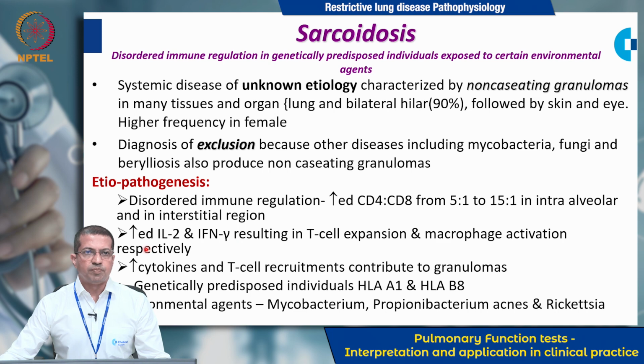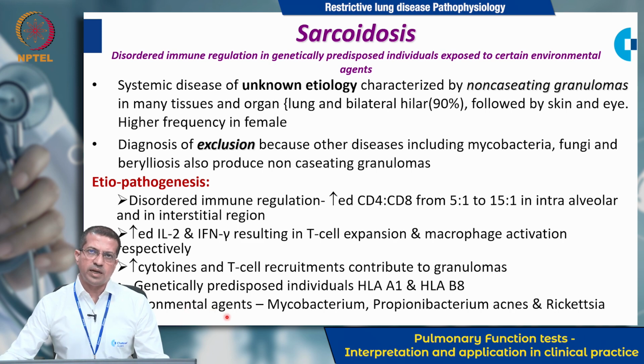We can also see that interleukin-2 and interferon gamma are increased, which can invite T cells, and macrophage activation can take place due to these mediators. Then we have seen that there is an increase of cytokines which can bring T cells to that place and form granulomas. Also, people who have sarcoidosis have inherited some genes like HLA-A1 and HLA-B8. So they are all called genetically predisposed individuals.